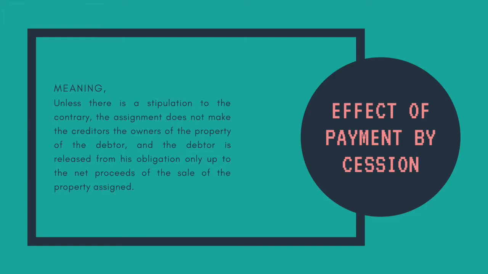What is the effect of payment by cession? Unless there is a stipulation to the contrary, the assignment does not make the creditors the owners of the property of the debtor. The debtor is released from his obligation only up to the net proceeds of the sale of the property assigned. The debtor is still liable if there is still a balance, unless there is a condition or requirement demanded in the agreement by the opposite side.